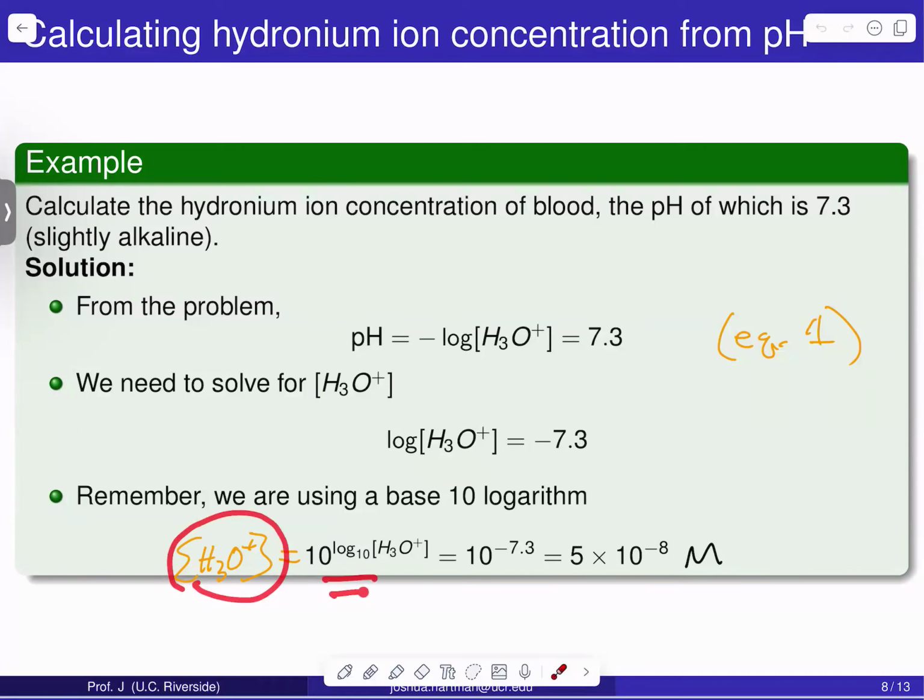Similarly, on the right-hand side, we take 10 raised to the minus 7.3 and plug that into the calculator, and you find a hydronium ion concentration on the order of 5 times 10 to the minus 8 molar, which again is less than the 1.0 times 10 to the minus 7 cutoff for defining a basic solution, right? And so we have this pH that's slightly above 7, corresponding to a slightly alkaline solution where our concentration of hydronium ion is greater than 1 times 10 to the minus 7 molar.